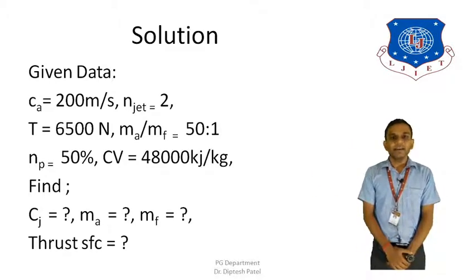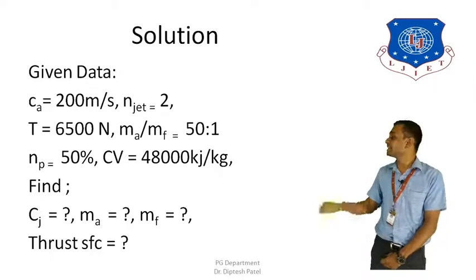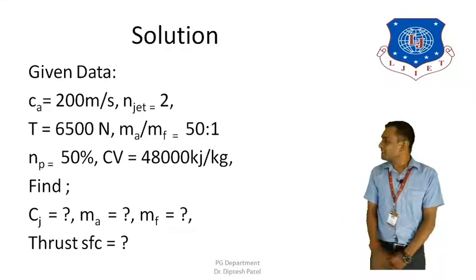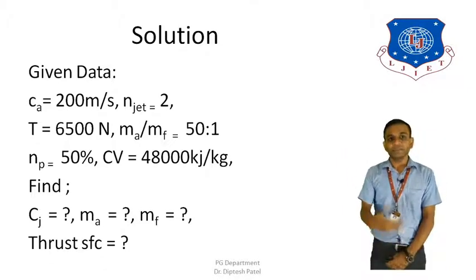Then the air to fuel ratio, Ma upon Mf, is given to us as 50 to 1. Then the propulsive efficiency is 50%, and the calorific value of the fuel being supplied into the aircraft is 48,000 kilojoule per kilogram. So these are the given data, and on the basis of that we need to find out, first, the absolute velocity of jet.